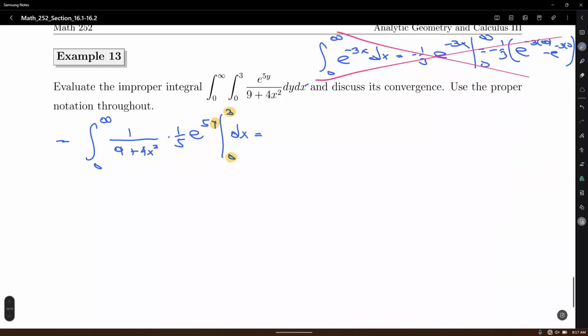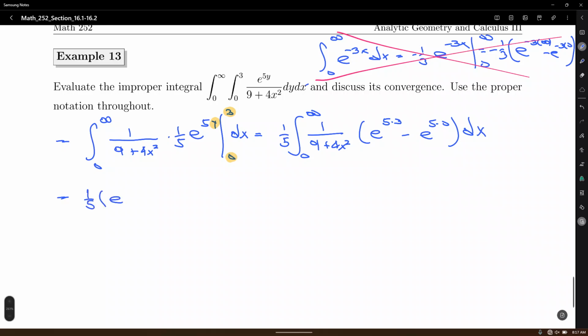All right. So let me take the 1/5 outside. 1/5 times the integral from 0 to infinity of 1 over 9 plus 4x squared, and that is e to the 5 times 3 minus e to the 5 times 0 dx. So e to the 5 times 3, that's e to the 15, minus e to the 0, that's just 1. So that's 1/5 times e to the 15 minus 1 times the integral from 0 to infinity of 1 over 9 plus 4x squared dx.